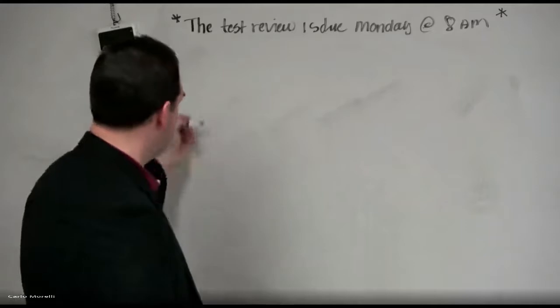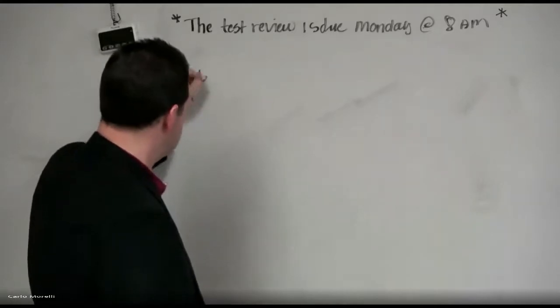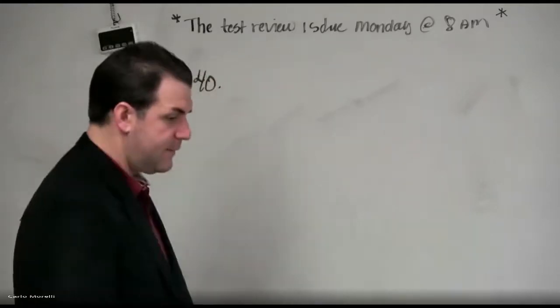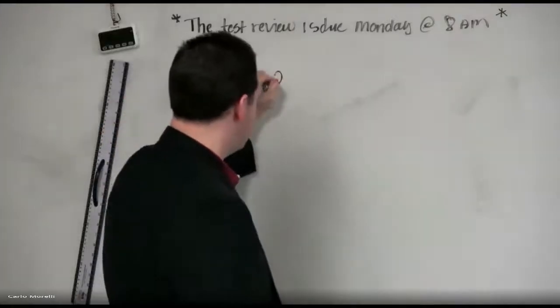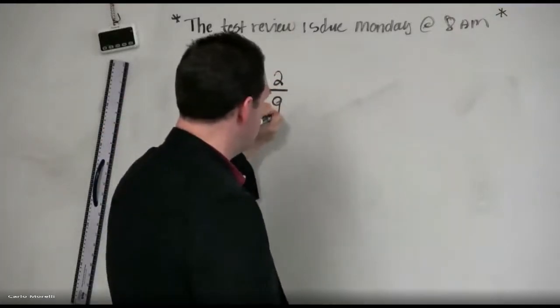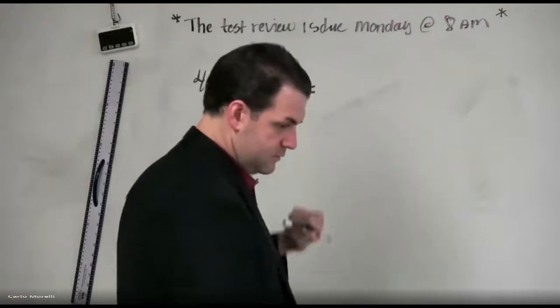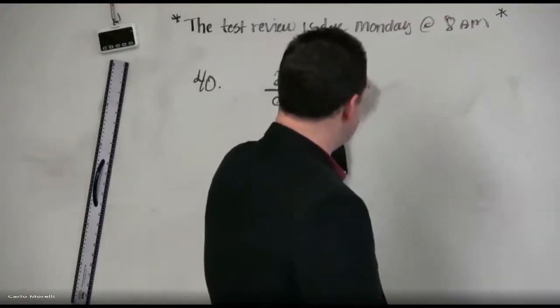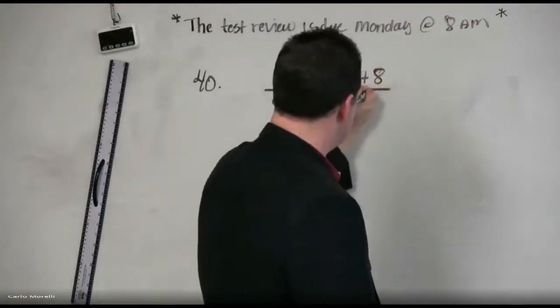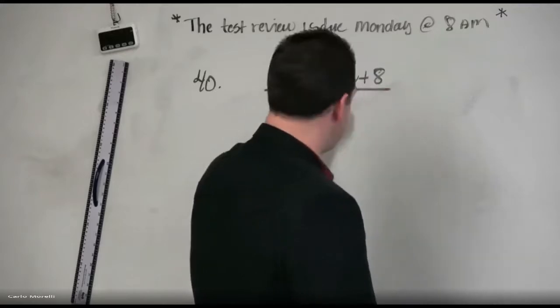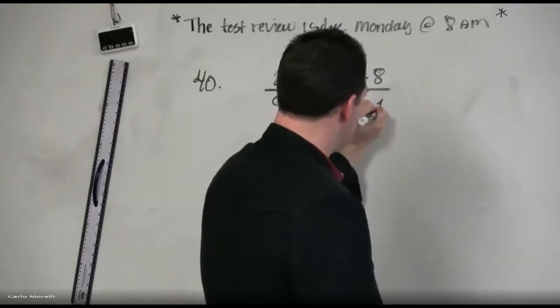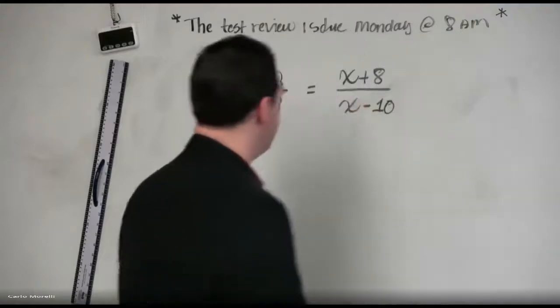And that brings us to number 40. I'm very excited about number 40 because we have 2 over 9 equals x plus 8 over x minus 10. Okay.